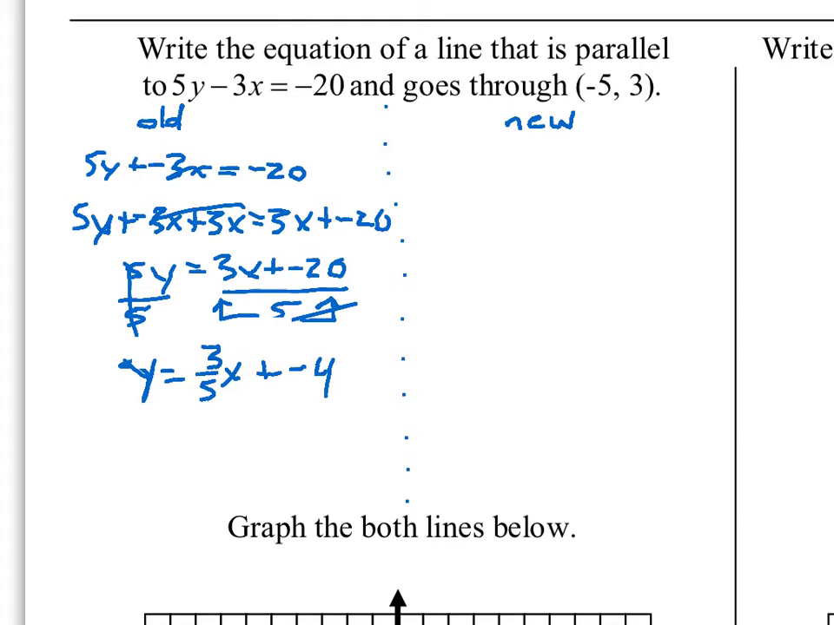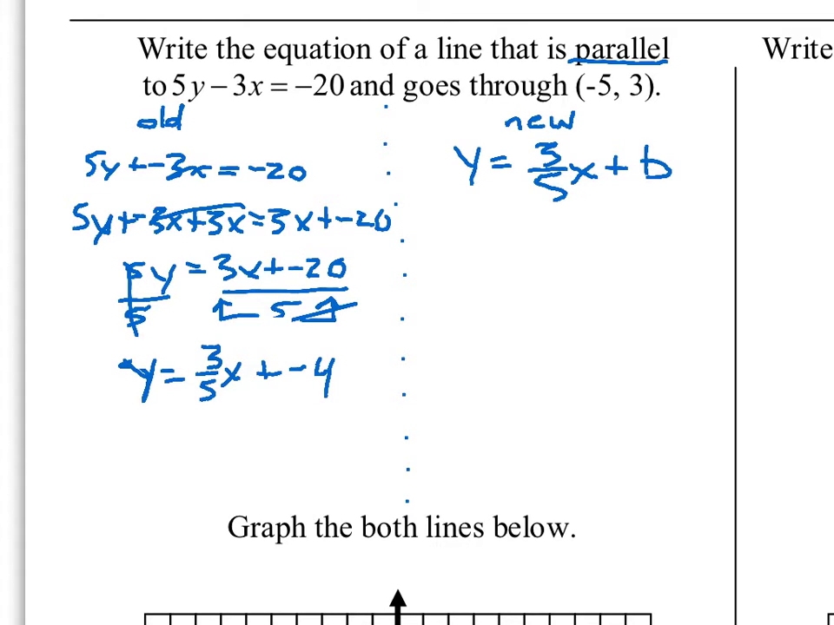So what is the slope of our original equation? Malcolm, what is the slope of our new equation? Hilda, 3/5. They're the same because they are parallel. So our new equation is going to be y equals 3/5 x plus b. We don't know what b is.